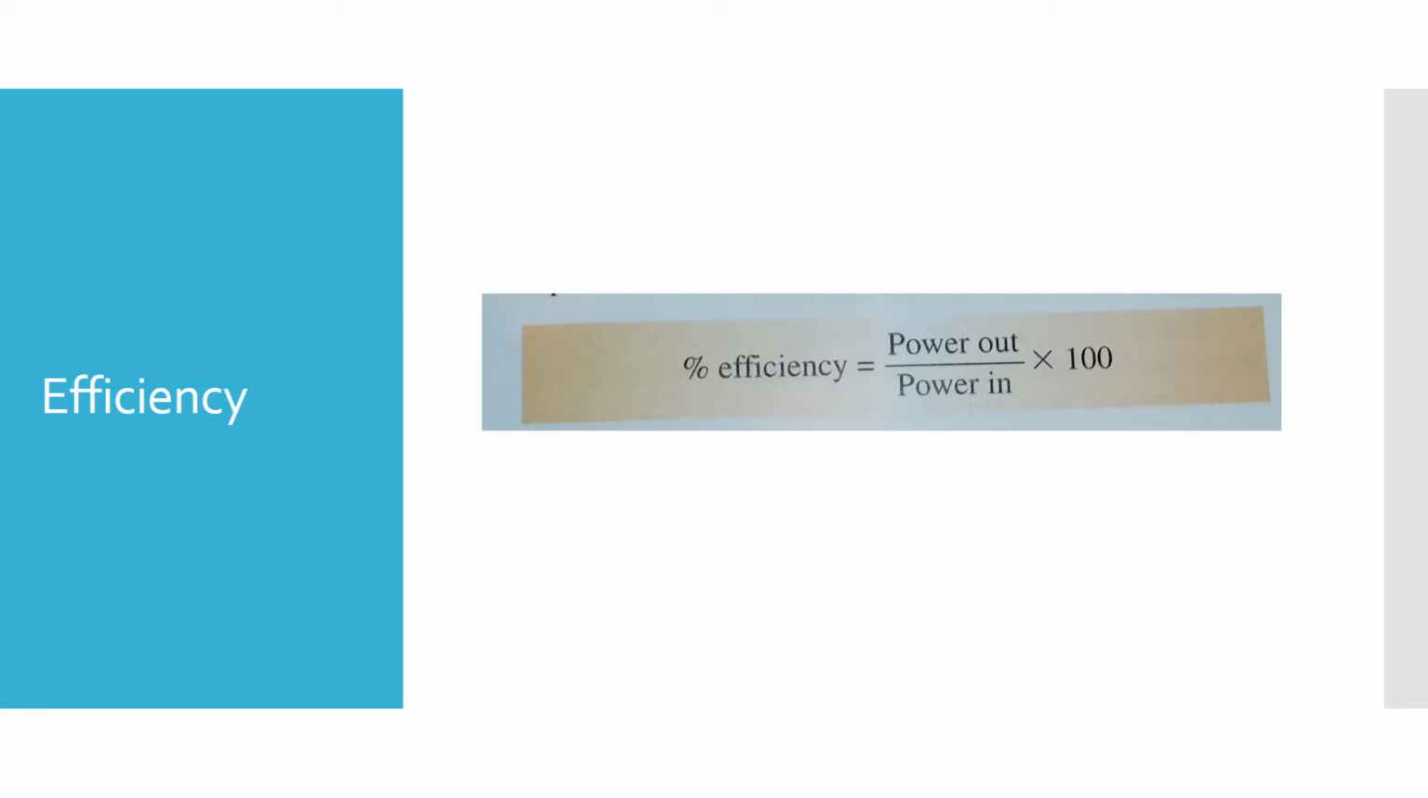Efficiency. Efficiency can be best defined as a ratio of electrical power. This ratio is a comparison of the input power to the output power of the device. Efficiency can be expressed as a percentage, or efficiency equals power out divided by power in times 100.